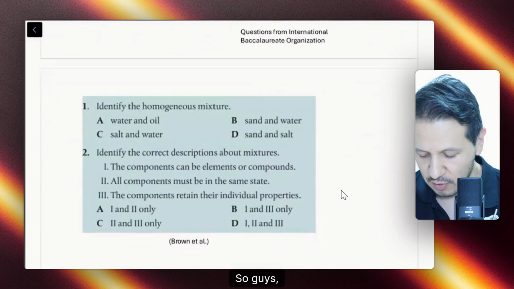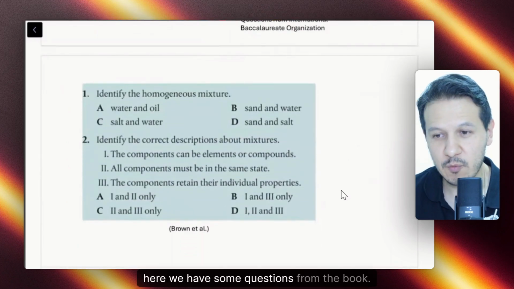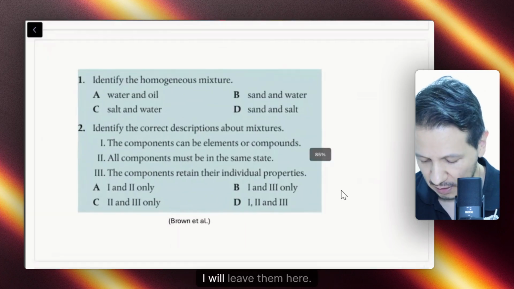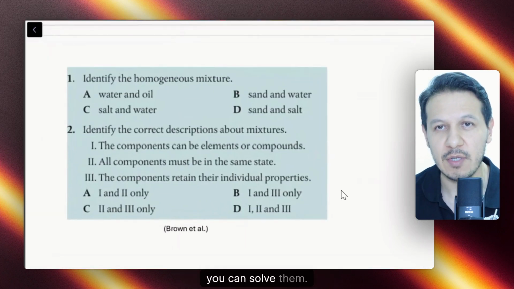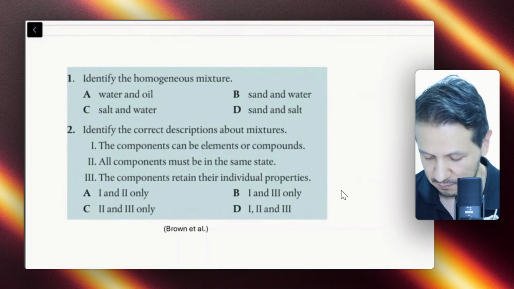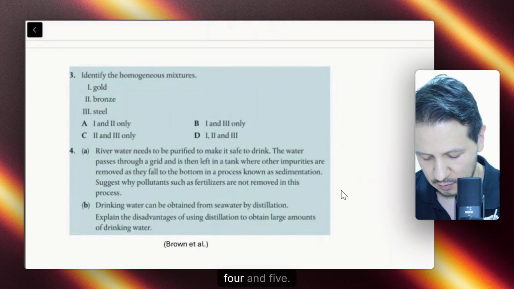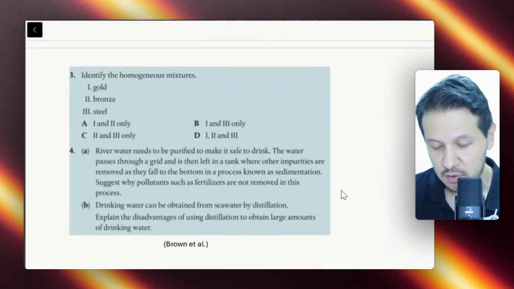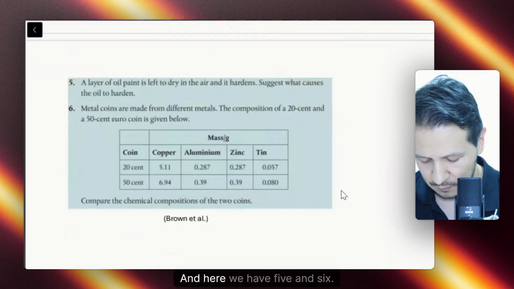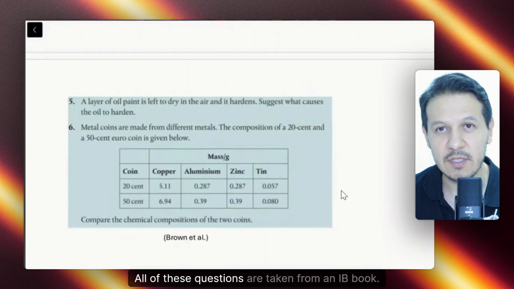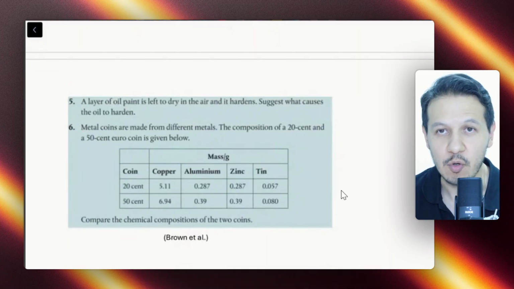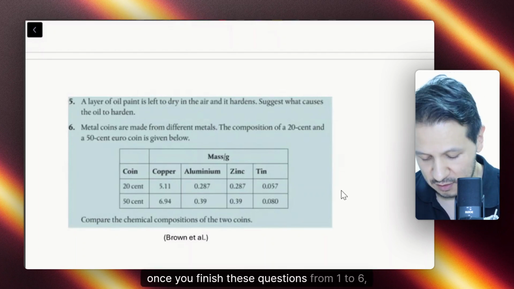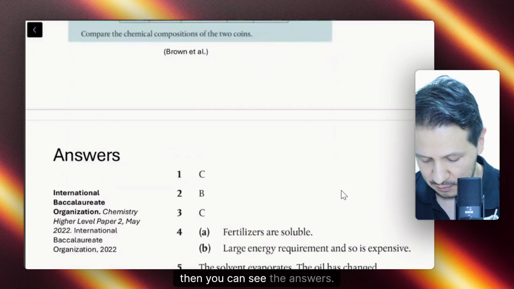So guys, here we have some questions from the book. I want you to give them a try. I will leave them here. You can stop and solve them. I will show you the mark scheme in a moment. This is 3, 4, and 5. The idea is that you try, and once you solve them, you check if your answer is correct. And here we have 5 and 6. All of these questions are taken from an IB book. So this is what is expected for you to know. Once you finish these questions from 1 to 6, then you can see the answers.